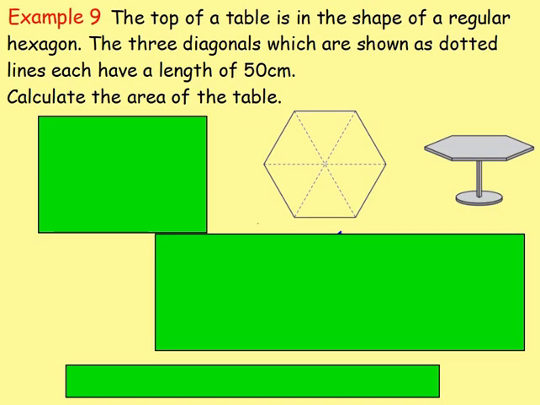And final example, this one here is common in the exam. They're always liking these wee sneaky questions. So, example 9, the top of a table is in the shape of a regular hexagon. The three diagonals are shown as dotted lines, and each diagonal has a length of 50 centimeters. So we know each of these lines is 50 centimeters. Work out the area of the tabletop.